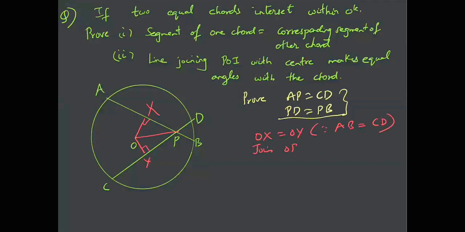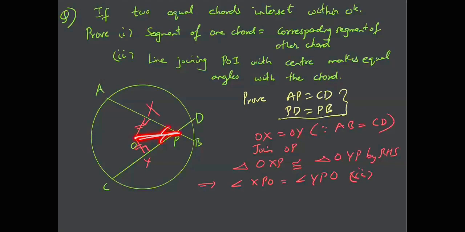Okay, then OP is the common side, OX is equal to OY and the angles are 90. So then you can say that triangle OXP is congruent to triangle OYP by right angle, hypotenuse and side. So this clearly implies that angle XPO is equal to angle YPO. That is, we have proved the second part, that the line joining center to the point of intersection makes equal angle with the chord. Right, now let us prove this first part.